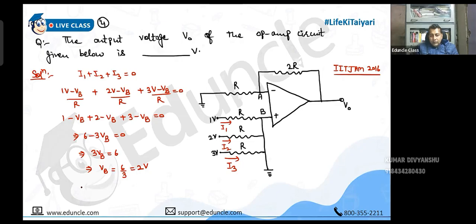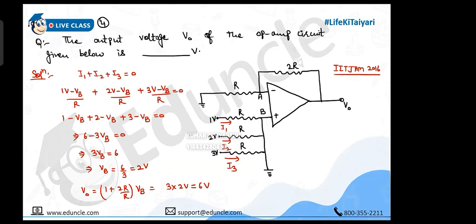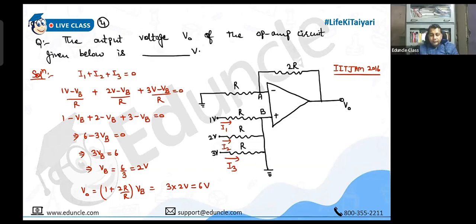Then output will be 1 plus 2R by R times VB, because it is non-inverting. So that is the final answer. See, Arun. Clear to all? Yes, sir.